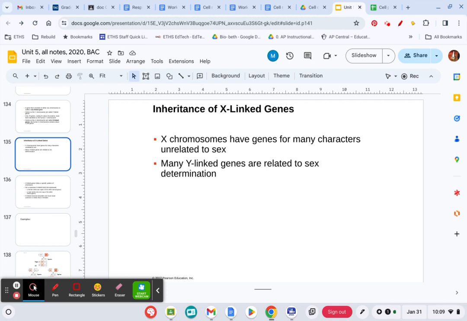The X chromosome has many genes on it that are unrelated to sex, in other words, biological sex. So, are you producing ovaries? Are you producing breast tissue? Are you producing hair? Many of the Y genes, however, are related to sex determination, so they tend to be just biological sex related traits, whereas the X is not.